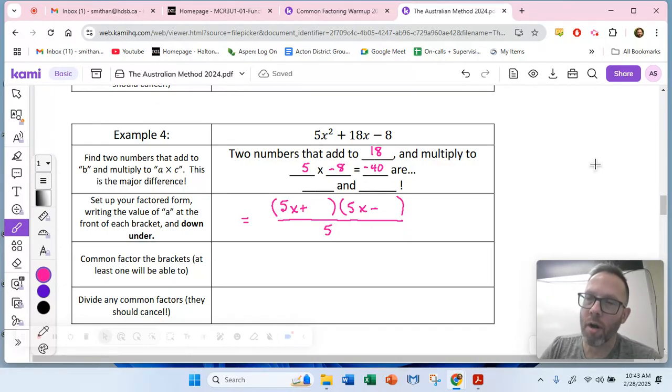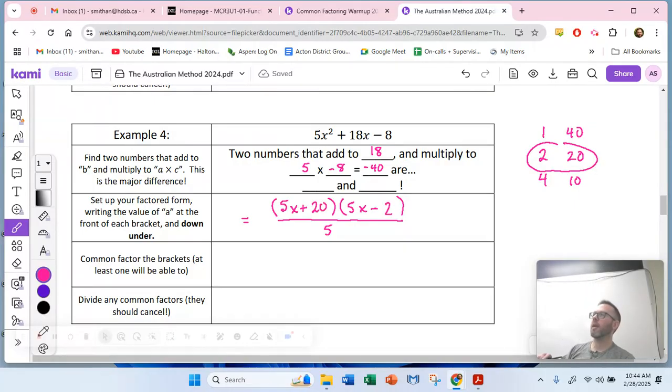What are our numbers here? So 1 and 40, 2 and 20, 4 and 10. Which ones differ by 18? 2 and 20 differ by 18. And they have to add to positive 18. Did you get 20 and negative 2? 20 and negative 2? Nod and smile, 20 and negative 2.